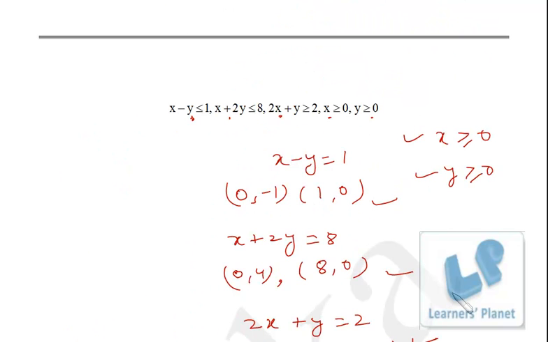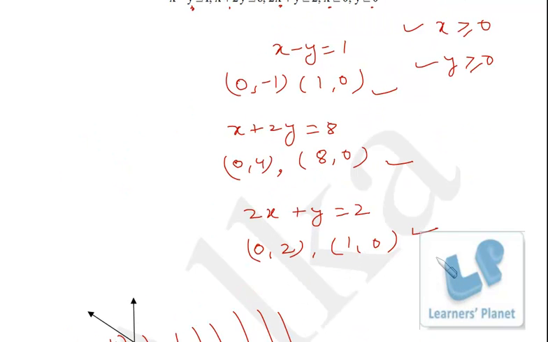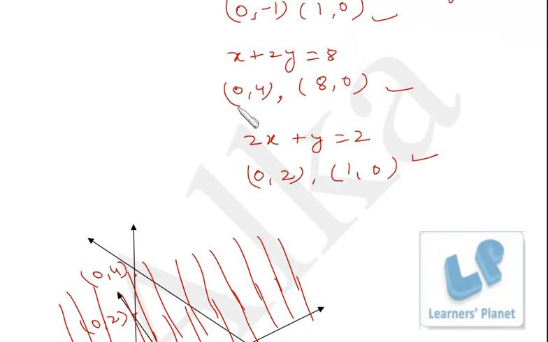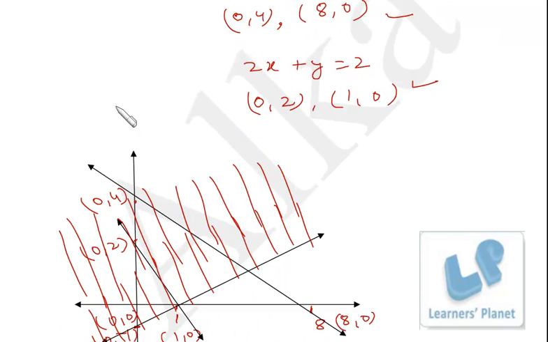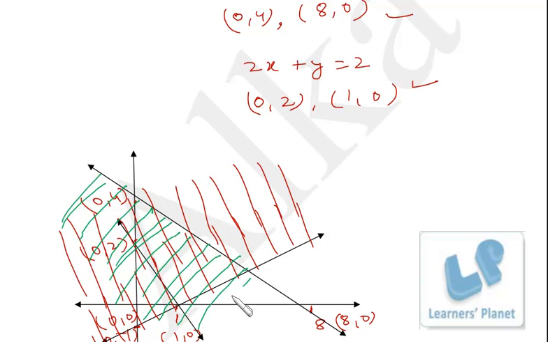Then we have x plus 2y less than 8, right? So that is a line passing through 0, 4 and 8, 0. So that is this line, and we want less than 8. So I just draw the region. This is the region.